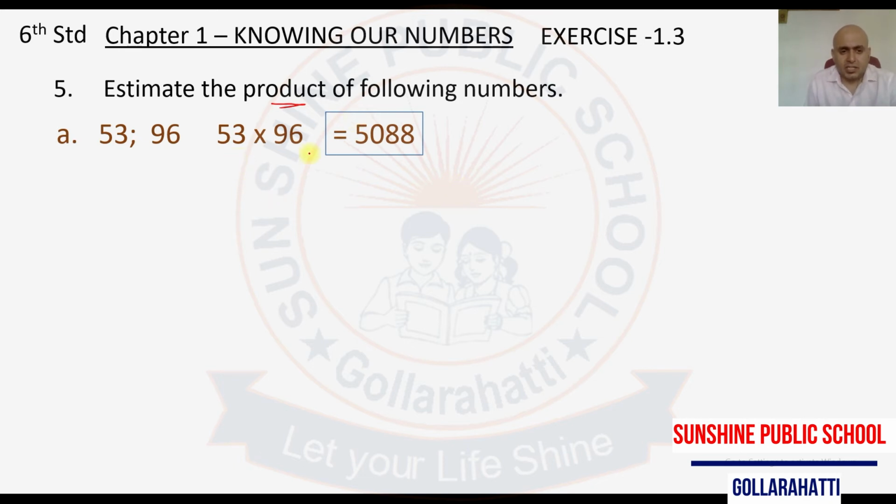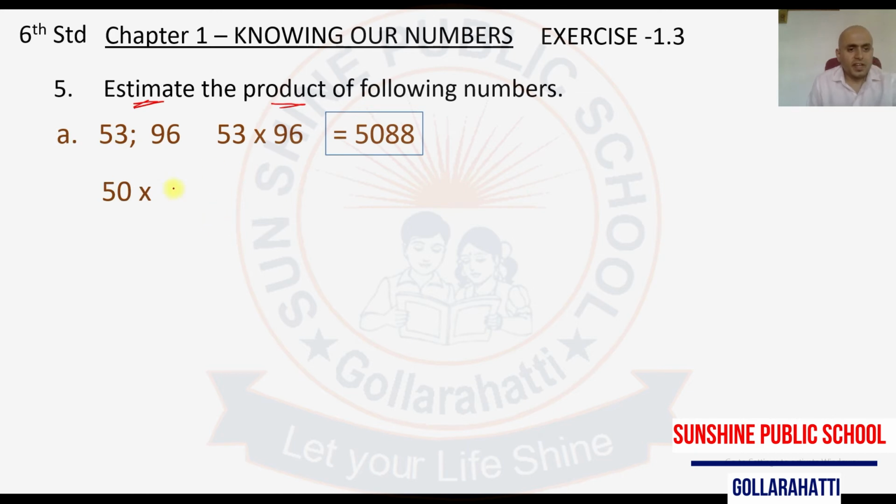But this is the actual multiplication. They have asked to estimate the product, only an estimation. I will round off 53 to 50, and 96 I will round off to 100 because it is more than 5. If you add one number to 9, it becomes 10, that is 100. So 96 becomes 100. When you multiply 50 into 100, the product will be 5000. This is called the estimation of the product. You have to find the estimated product. Let us see.